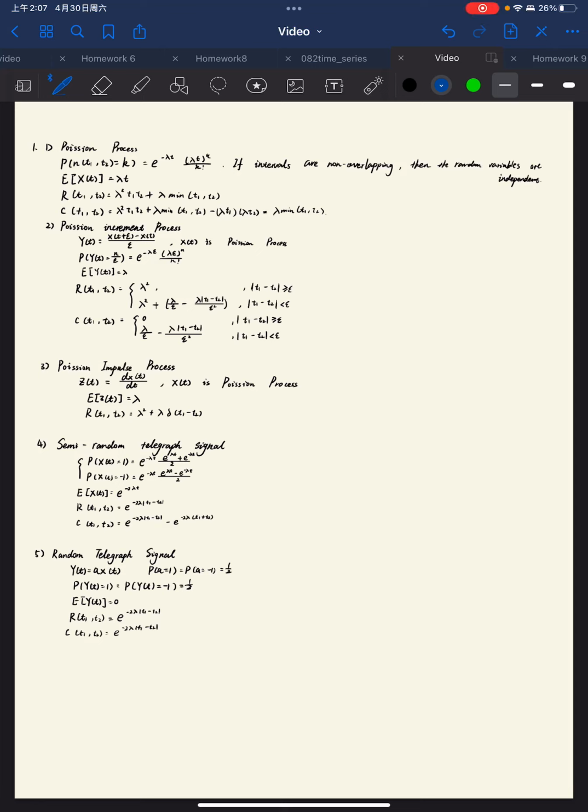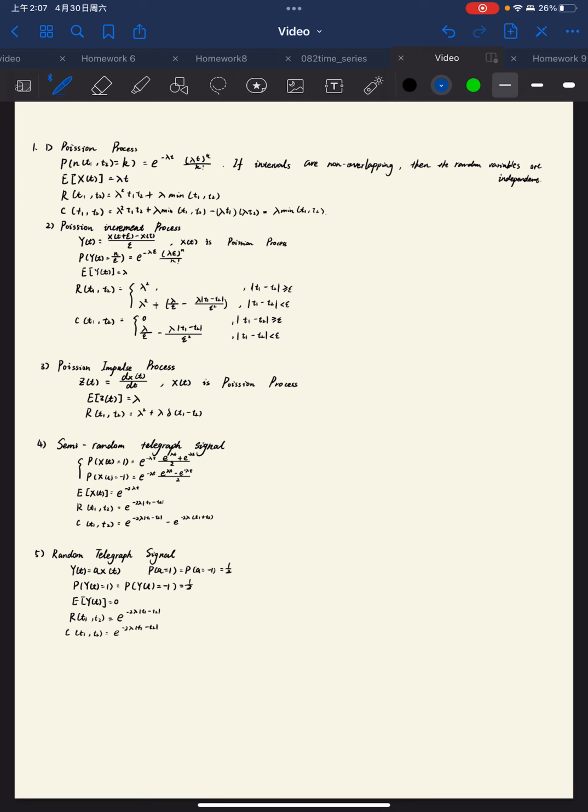In this video, we will talk about some properties and definitions for different processes with their density, their mean, autocorrelation, and autocovariance functions.